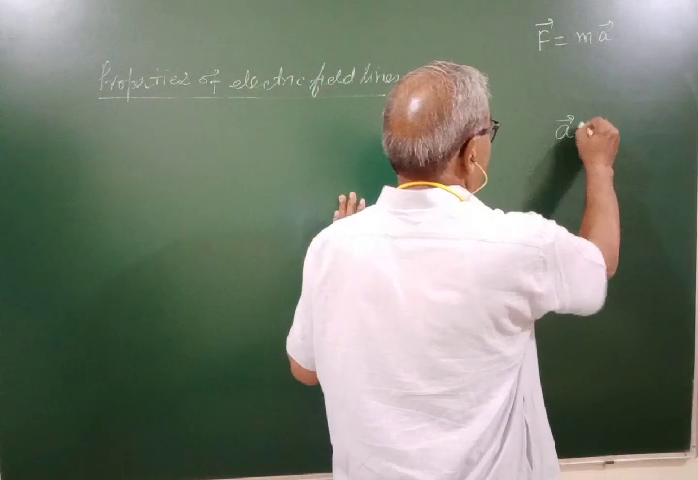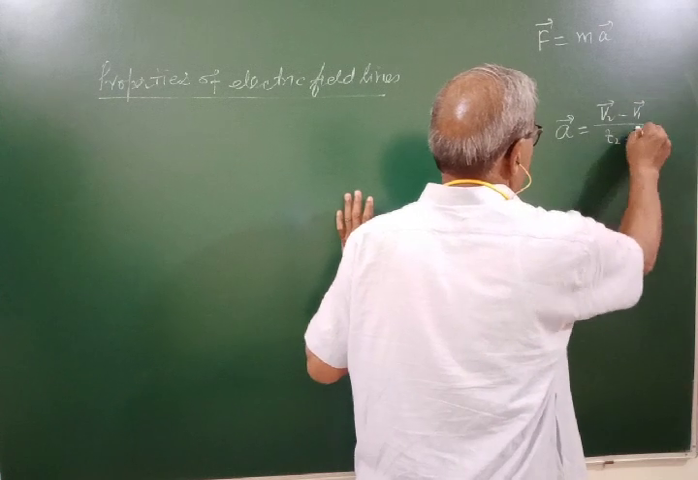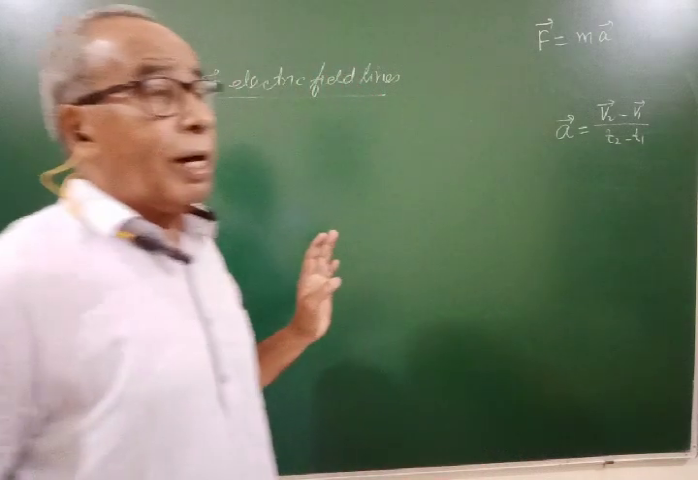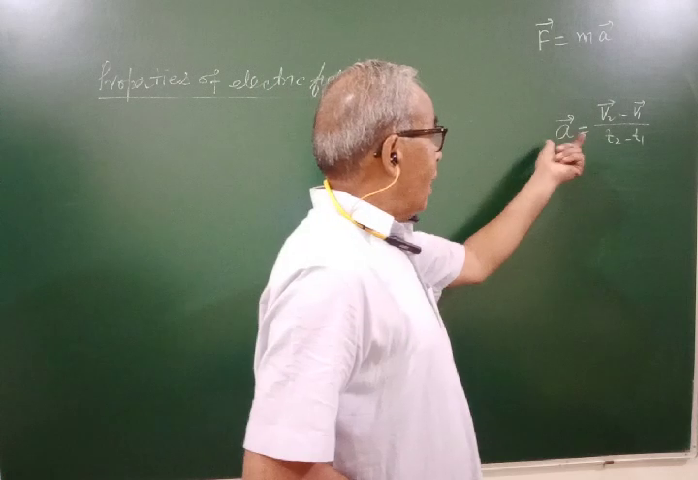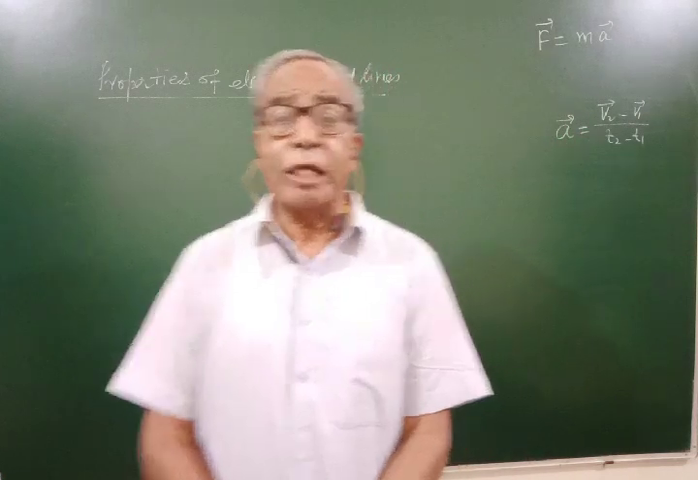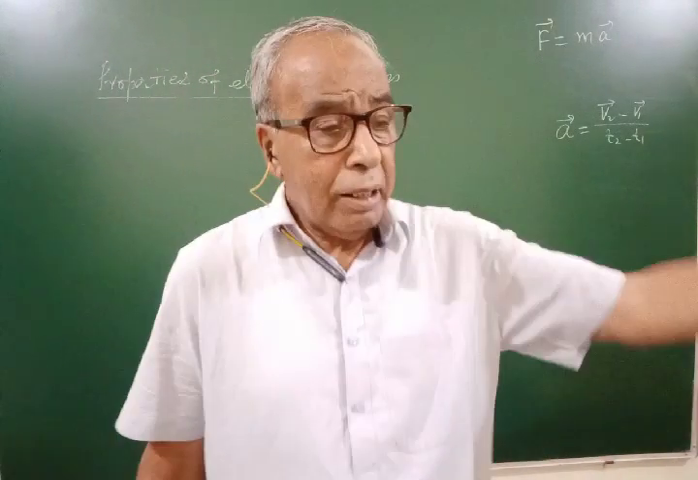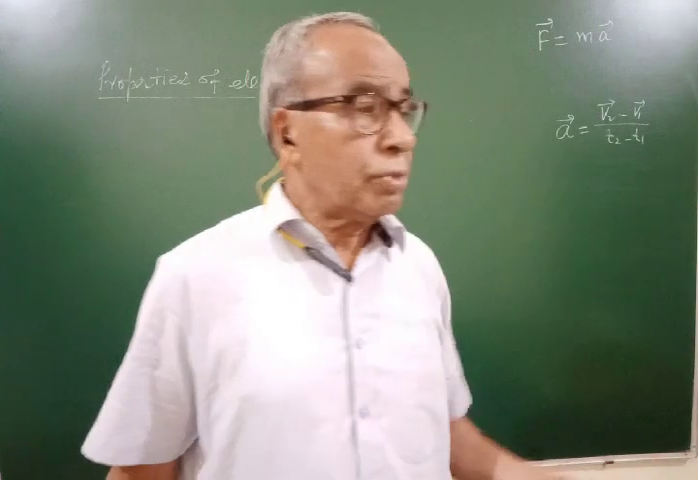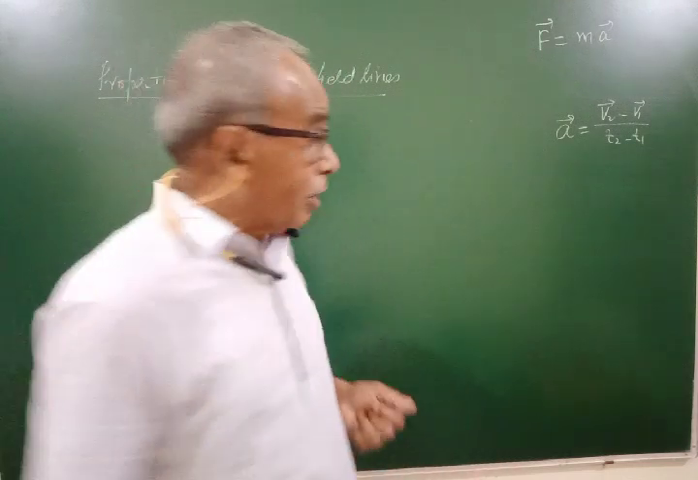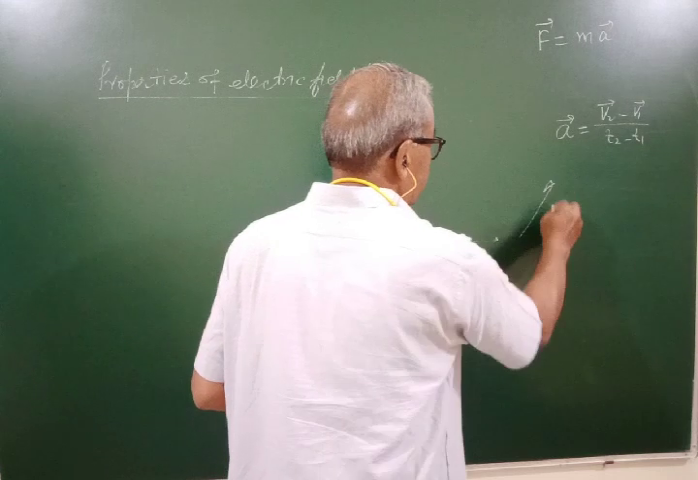Actually, vector a is defined as (v2 minus v1) upon (t2 minus t1). As you are not my regular students in my class, I keep on telling that the direction of acceleration is the direction of v2 minus v1. If a body moves in a straight line with increasing velocity, then acceleration will be along velocity. And if it is decreasing velocity, it is opposite to velocity. But if the body is not moving in a straight line, here it is v1, here it is v2.